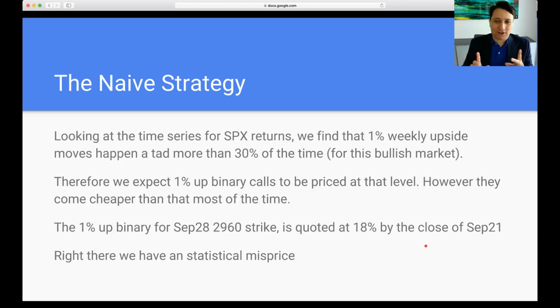What is a naive strategy? A naive strategy is basically just look at the time series, find all of the returns of SPX, every return that you can imagine, and look for moves of 1% or more every week, and see what you find. In your head, 1% in a low volatility environment like the one we have right now for SPX seems like it should be really infrequent, but it's not infrequent. It happens 30% of the time.